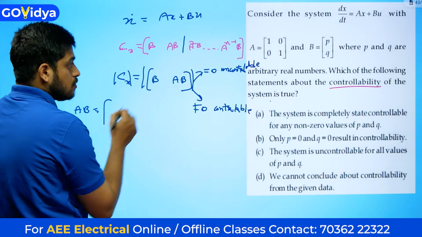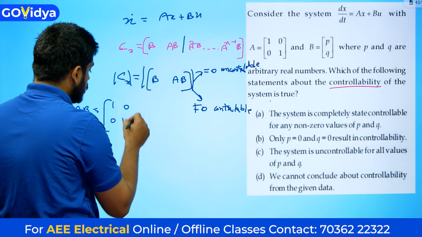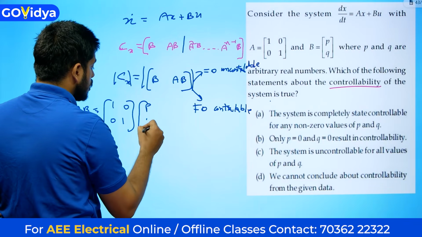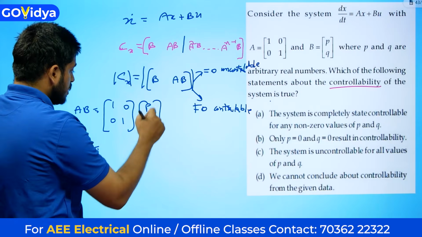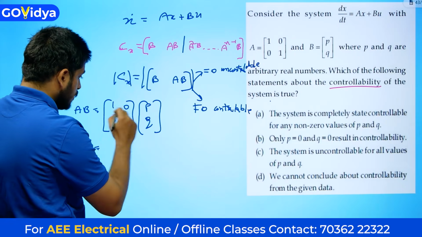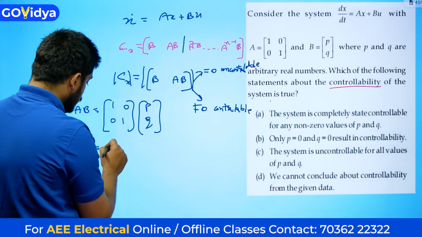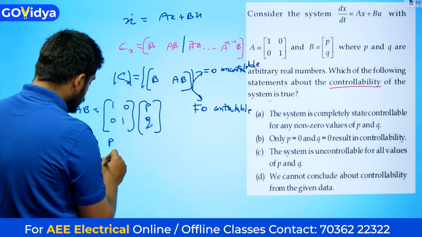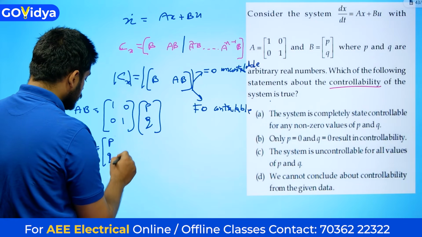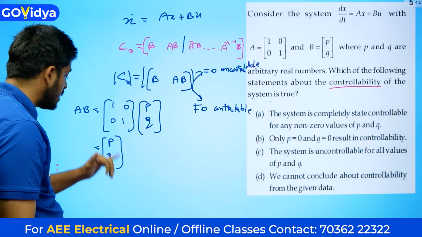A into B is equal to, what is A? 1 0 0 1 into P Q. Multiplying these both, we get the first one as P into 1 plus 0 is P, and 0 into P plus Q is Q. So I am getting A into B as PQ.